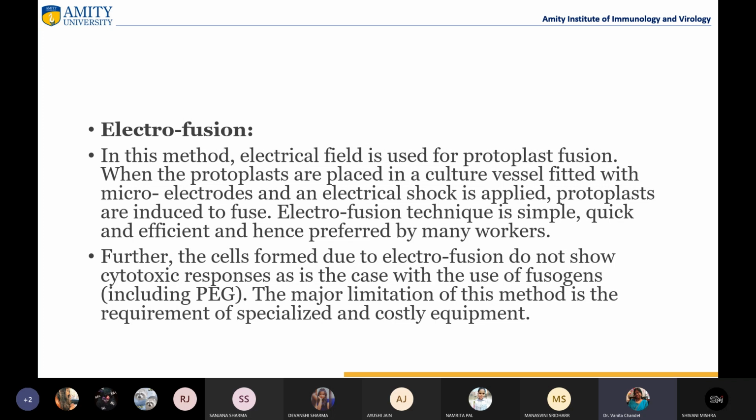The major limitation of this method is the requirement of specialized and costly equipment. So electrofusion is definitely done by some electroporator or some other equipment which comes for generating that kind of a shock at a particular voltage, right? So we need to have that particular equipment for this method.